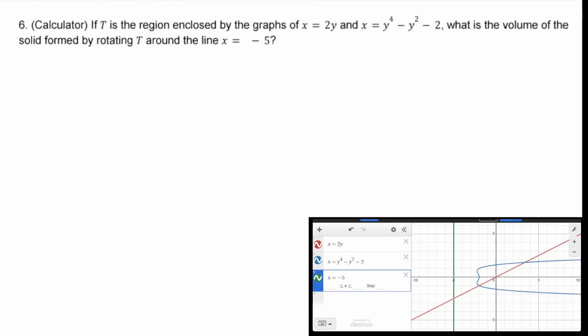All right, on this last washer problem, we've got some x equals equations, and we're rotating around the vertical line x equals -5. So I've put all that into Desmos, and I can see what's going on. I might even draw my own diagram.